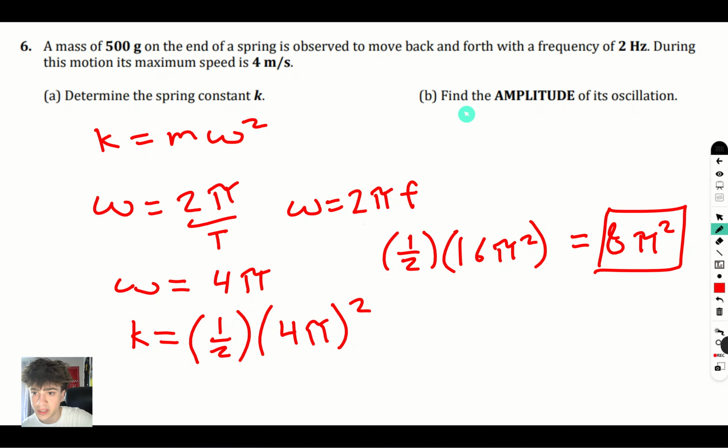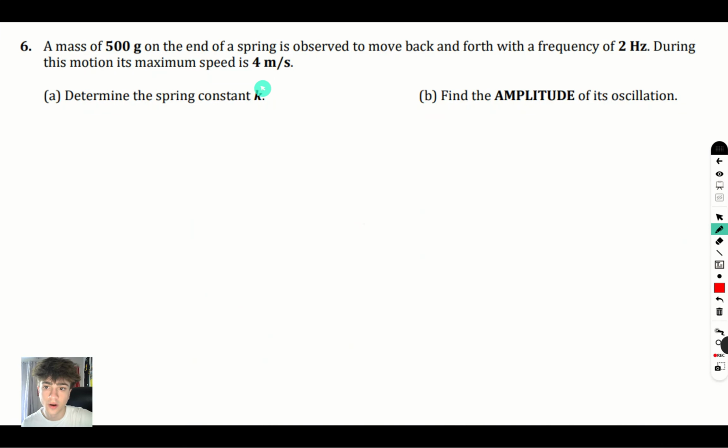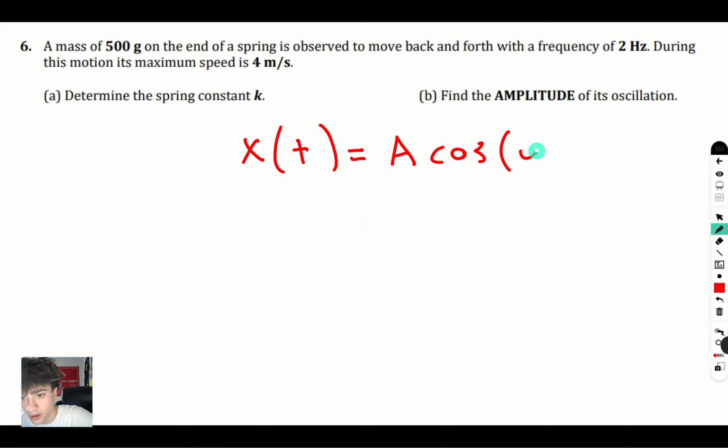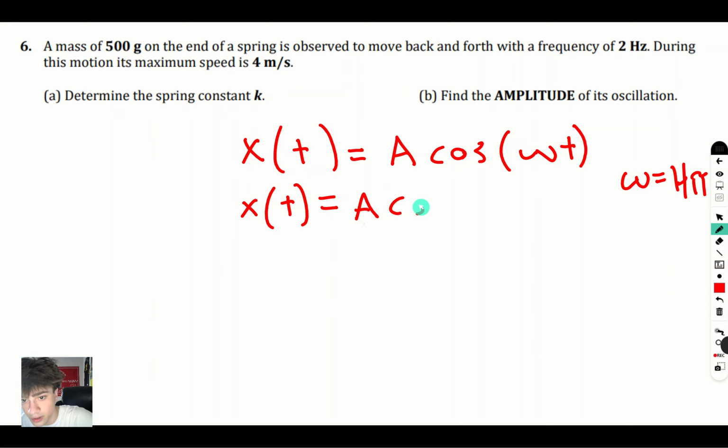Now let's move to part B. Find the amplitude of its oscillation. The crucial information that we're given here is the max speed, 4 meters per second. This is how we're going to find our amplitude. If we look back at our displacement function, x of t was a sine or cosine omega t. And we know that our omega is 4 pi. So x of t is simply a cosine 4 pi t.